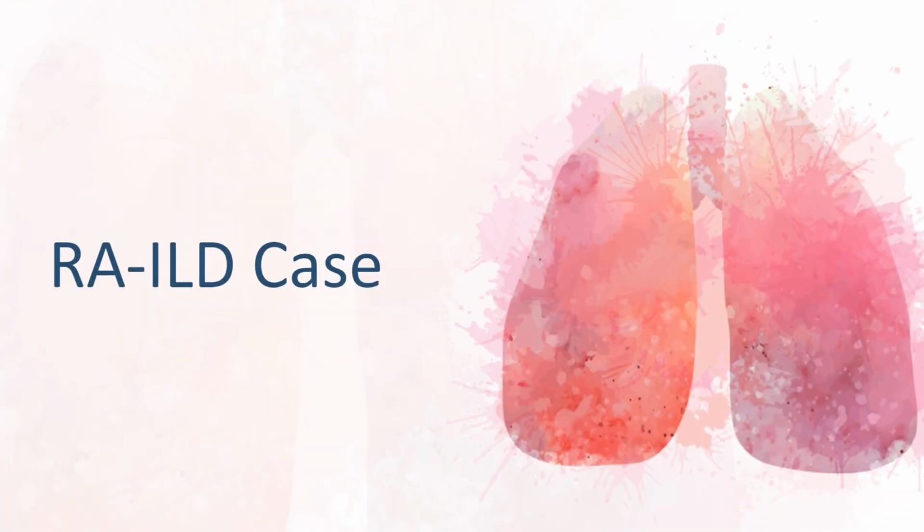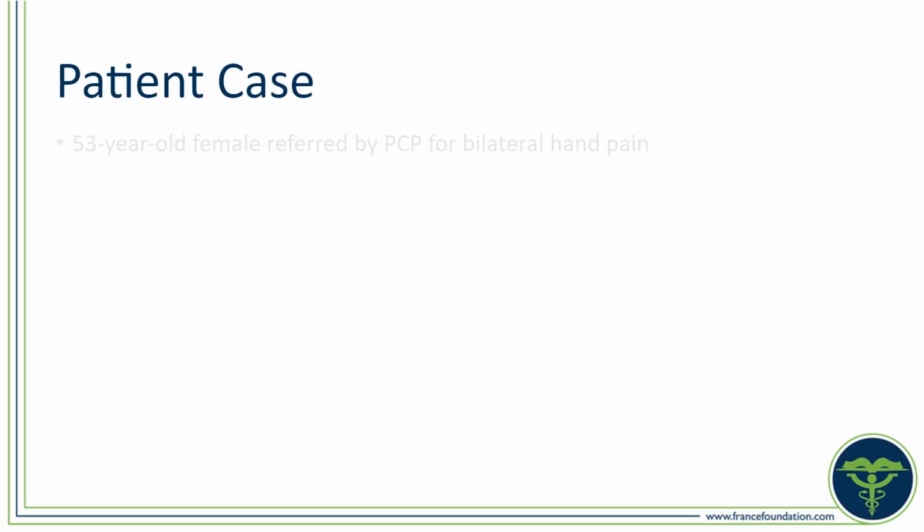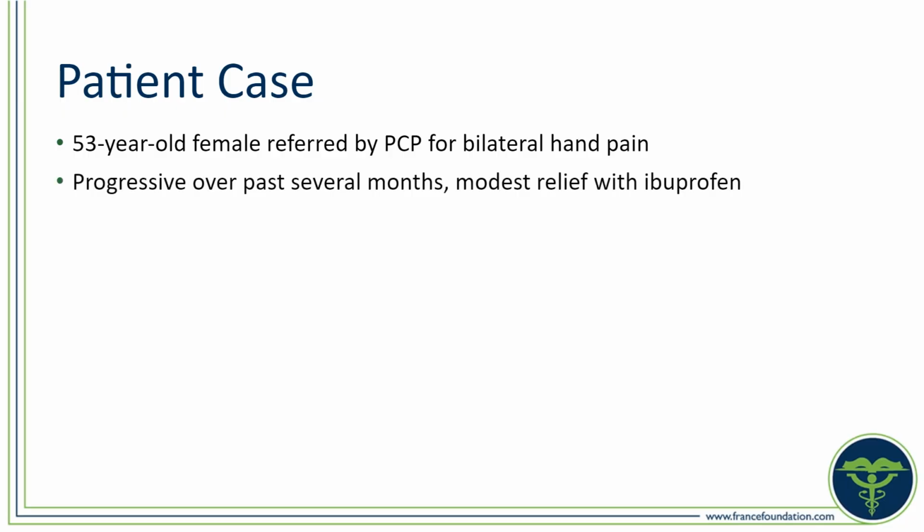Now let's go through a case of RA-associated interstitial lung disease. Our patient is a 53-year-old female who has been referred by her primary care provider for bilateral hand pain. These symptoms have been progressive over the past several months. She has been taking over-the-counter ibuprofen, which provides a little bit of relief. Unfortunately, she needs to continue taking this ibuprofen, and despite taking it, her symptoms have continued to progress.